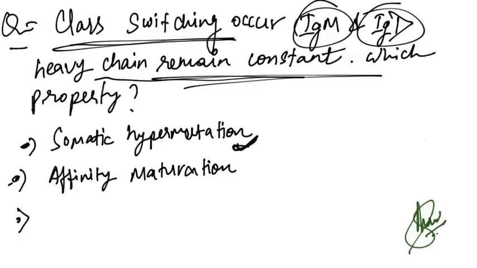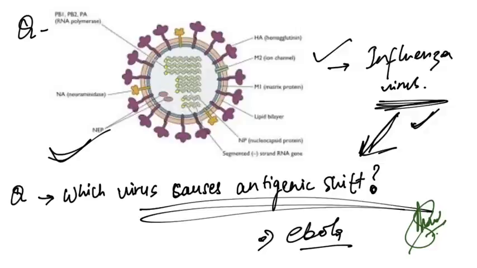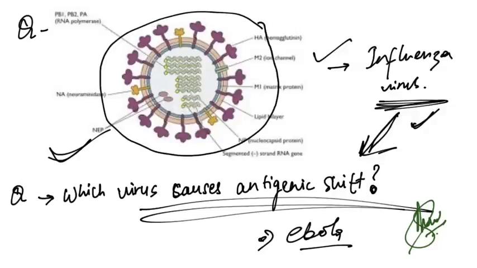Now, class switching: the IgM and IgD heavy chain remains constant. So which property is this? This is the differential property, and not somatic hypermutation or affinity maturation. Now, which virus causes antigenic shift? Diagrams were given for every virus, for Ebola virus also, for influenza virus also, but the answer is influenza virus. It causes the antigenic shift.